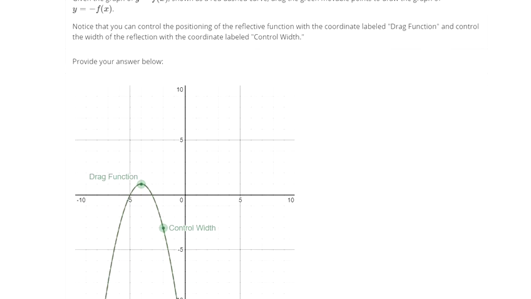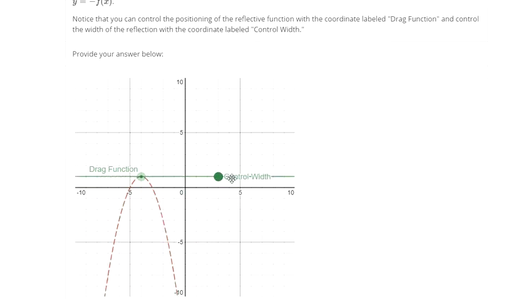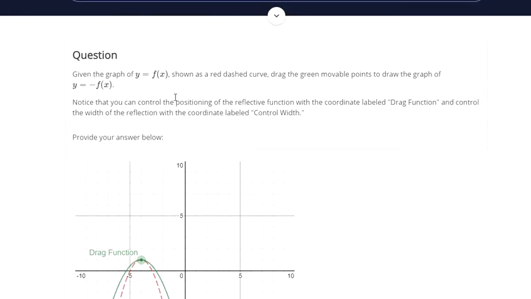So we're asked to graph the red function, which you might not immediately see, but if you move this around, then you can see the red function. Let's see what we're supposed to do with it. Given the graph of y equals f of x, drag the green movable points to draw the graph of y equals negative f of x.